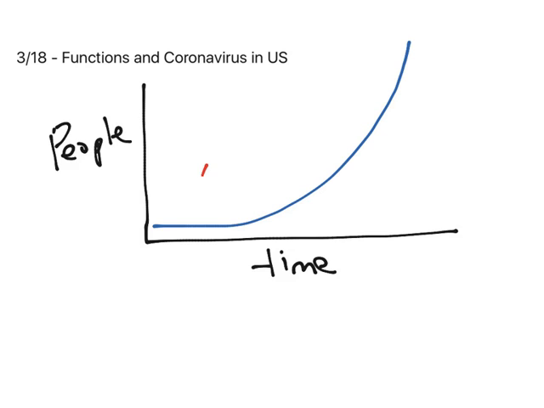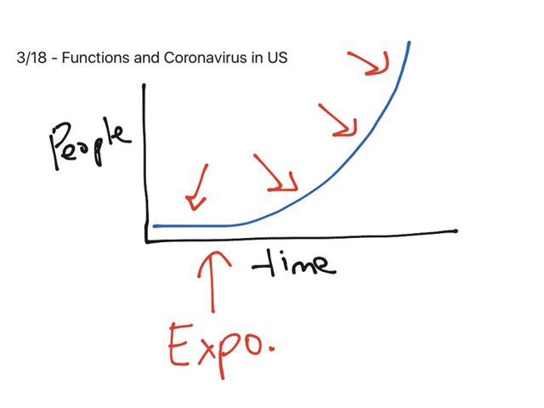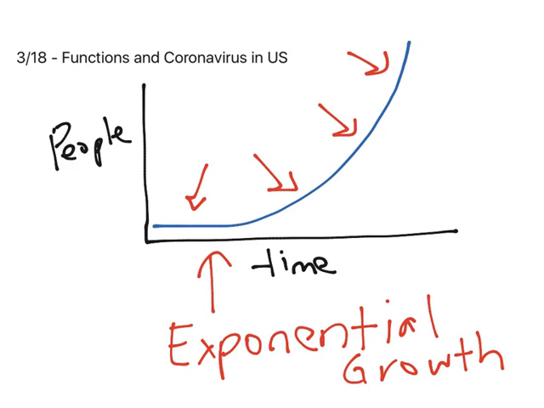So at the beginning, it's growing very slowly, and then suddenly a lot more people have the coronavirus. Remember, as what we have learned, this kind of growth is called exponential growth. This will help you with question number 1 in your homework assignment.